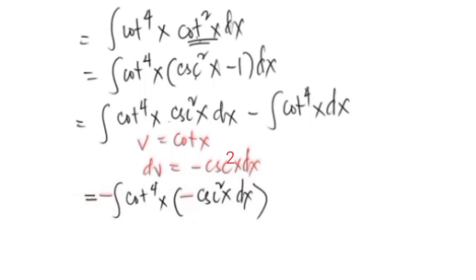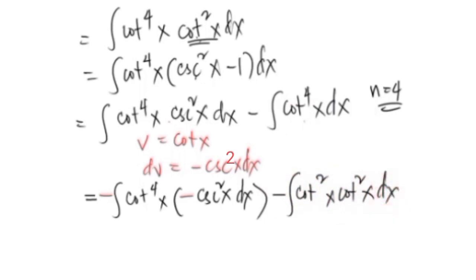For the second term, since n is equal to 4, again we repeat what we did earlier. We factor out the cotangent squared from cotangent to the fourth, and we would have the integral of n minus 2, so it's cotangent squared x, cotangent squared x dx. For the first term, since this is the derivative of cotangent, therefore n plus 1 over n plus 1, so it's negative cotangent raised to 5 over 5.